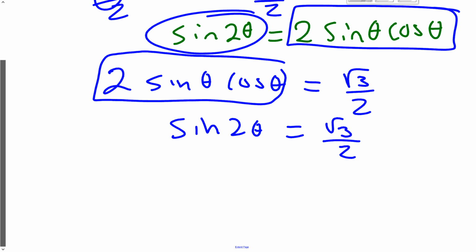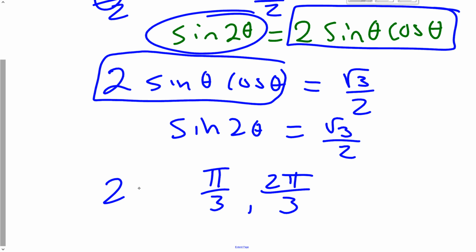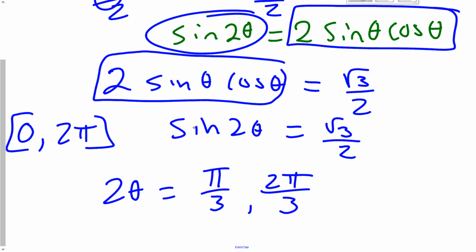Now I can ask myself, what is the angle of sine that gives me a positive √3 over 2? That would be in the first and second quadrant, and that is a 60-degree angle, so pi thirds, and 2 pi thirds. It doesn't really say which one here. So that is 2 times theta. Since I'm doing radians, we'd say our answers for theta would be between 0 and 2 pi, but here we have 2 times theta, so I would multiply both of these by 2.